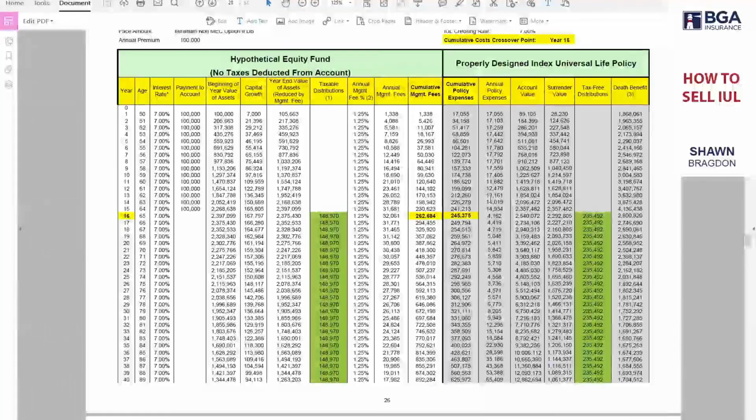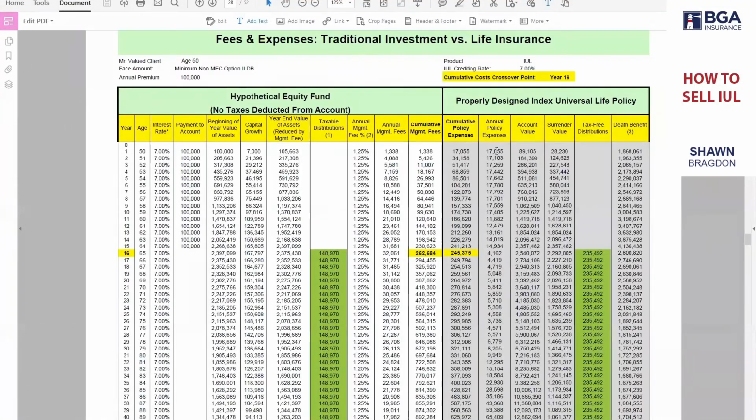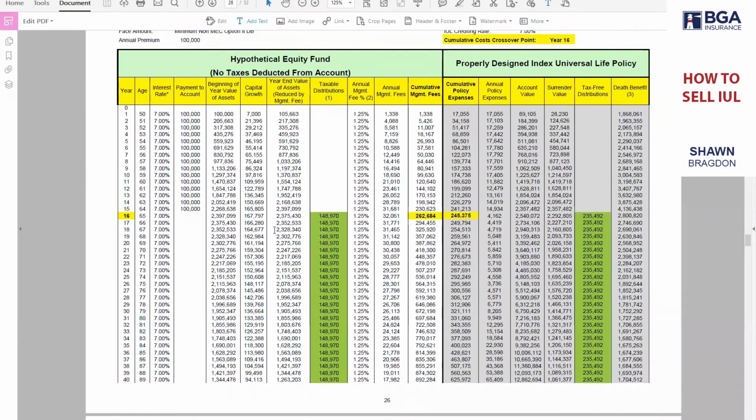By contrast, an index UL product is a front-end loaded retirement account. Your initial fee in this example is over $17,000 in year one, and it continues to be north of $17,000 for 8-9 years. But the fees start to go down, and our crossover point is year 16, where our managed account, you've spent $262,000 in fees. All the fees, loads, and charges in our life insurance, you've spent $245,000.